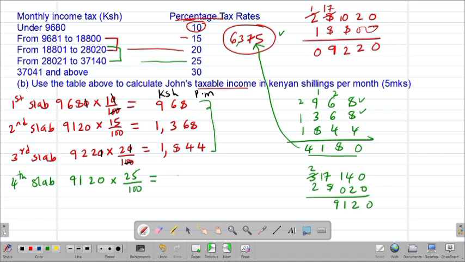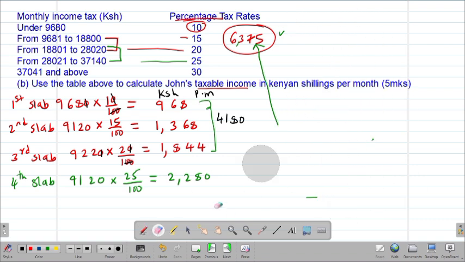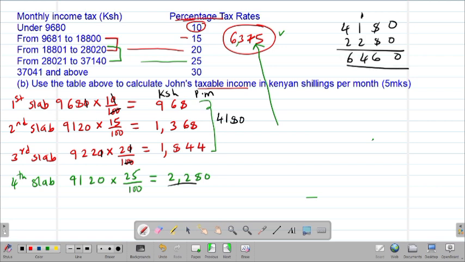You feed this on your calculator and it will give you 2,280. Then remember, the total here at this particular stage was 4,180. Now if we take 4,180 and add 2,280, we are getting 6,460. Clearly 6,460 is above our gross tax.